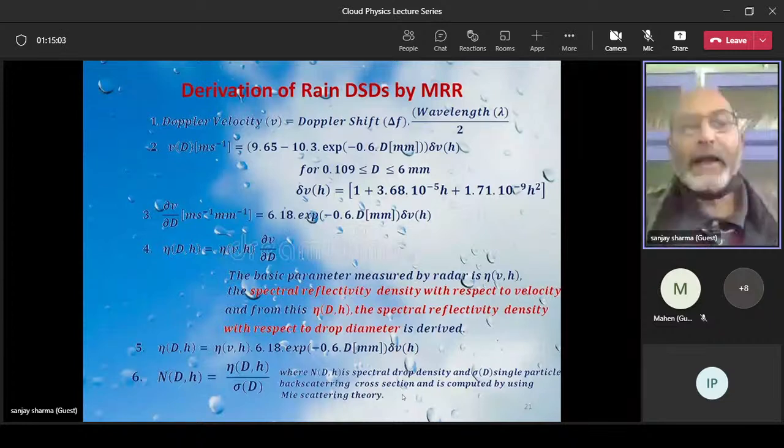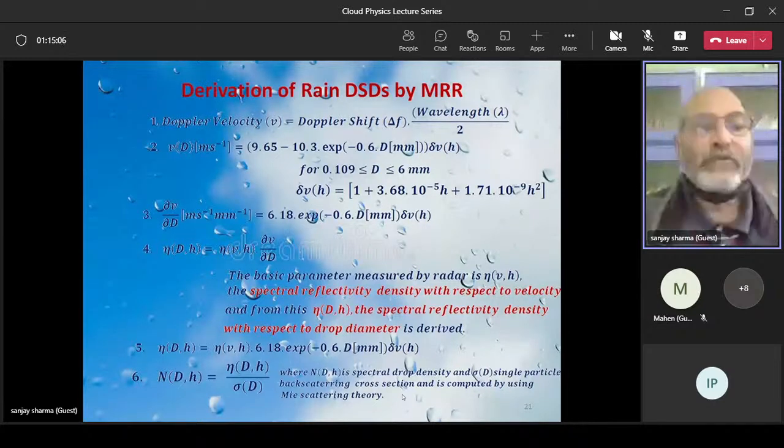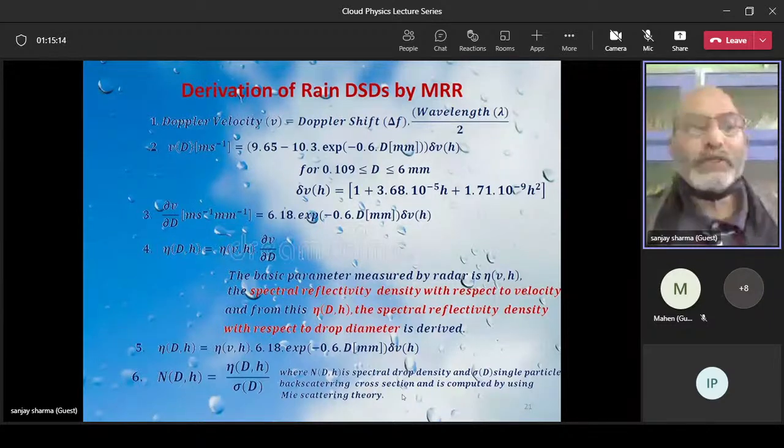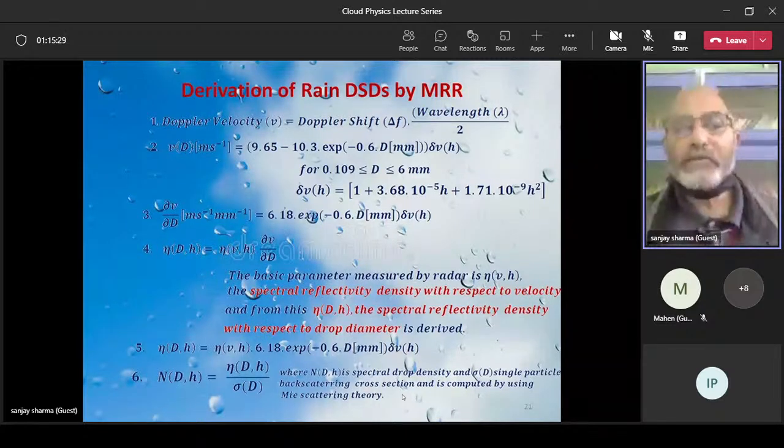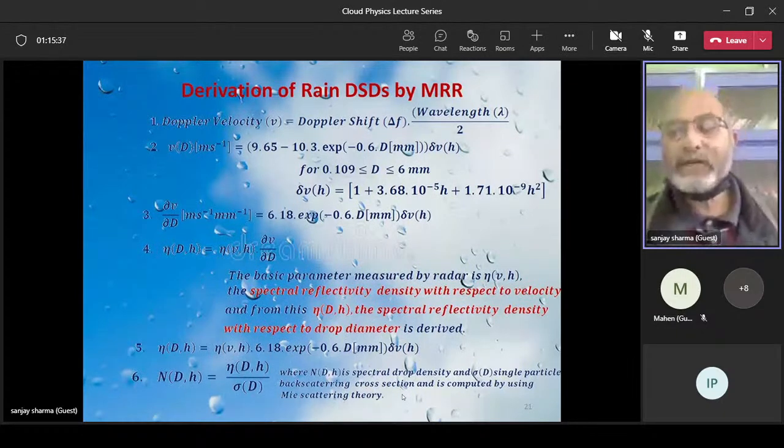Now, if we have velocity, we can differentiate it with respect to diameter. So if we differentiate equation two with respect to diameter, we get the following expression. New students can do this very simple exercise, just differentiation. And we get the expression of 6.18 exponential minus 0.6D. And delta V is the correction factor. By using the given formula, we can apply this correction factor at different heights.